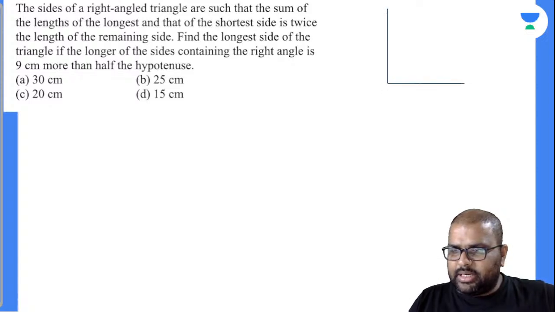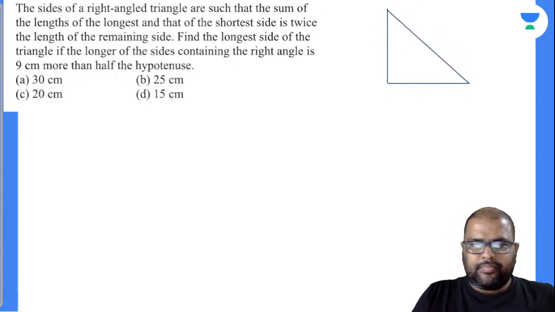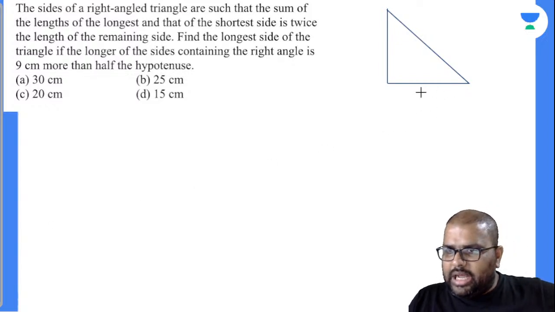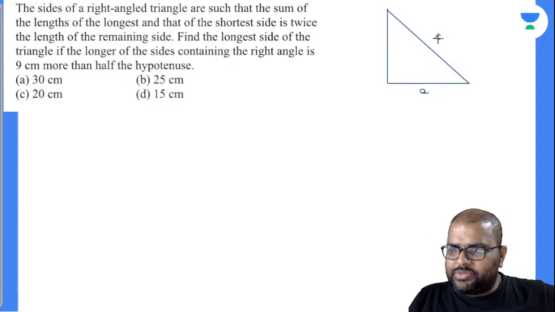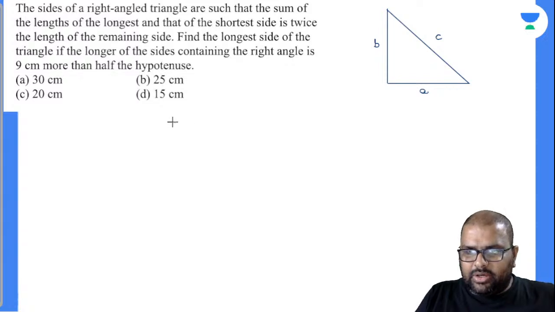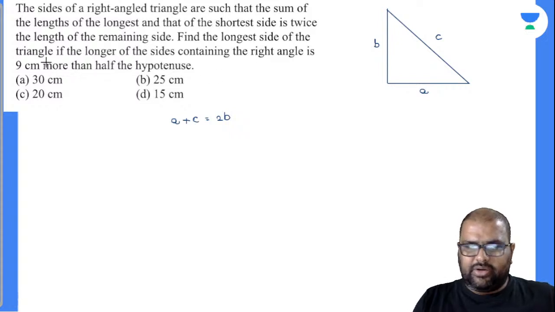So I'll take down this right angle triangle like this. The sides are such that the sum of the length of the longest and that of the shortest side. Now I will take this as shortest A. I will take this as hypotenuse, which will be the longest side, C. The second longest side will be B. So the sum of the lengths of the longest and the shortest is equal to twice the length of the remaining side, which is nothing but 2B. This is the equation formed. Find the longest side of the triangle.